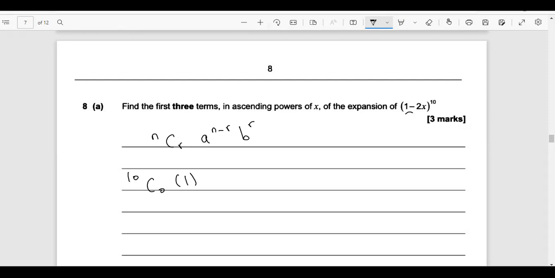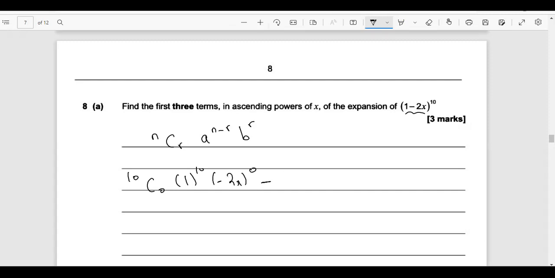And you know what? For such questions, you can do it directly as well. But I am the type of teacher who never tells the students to do this condition and that condition. I just want you to remember one formula and apply it directly. So it would be 1 power 10 and then minus 2x power 0.